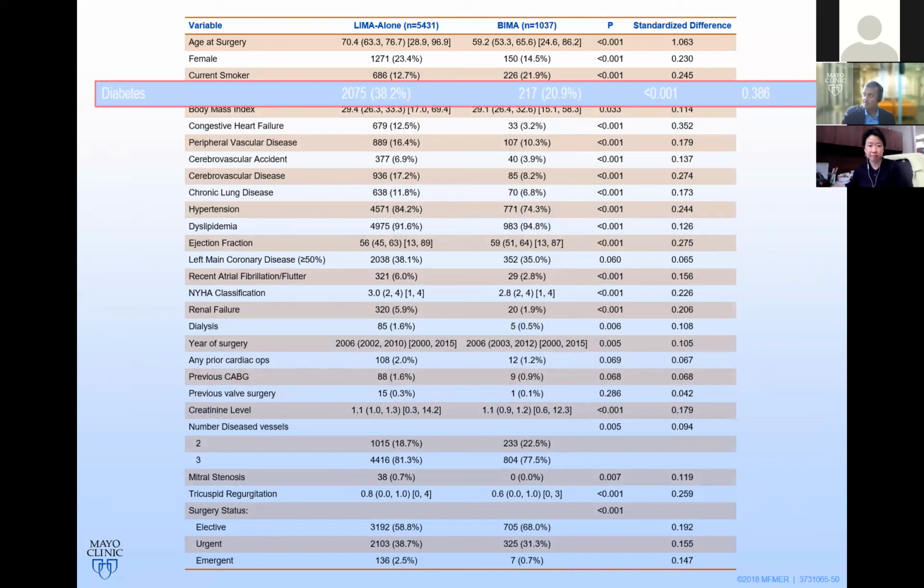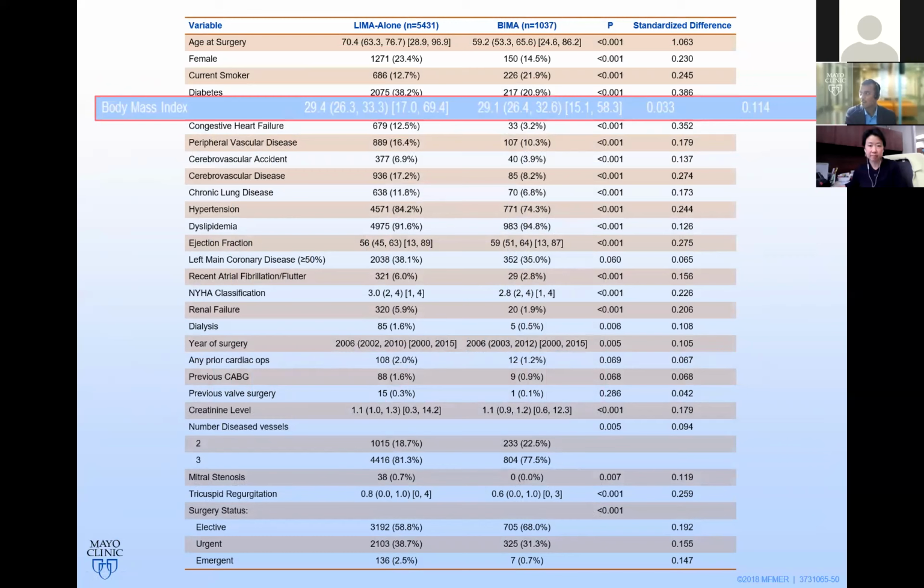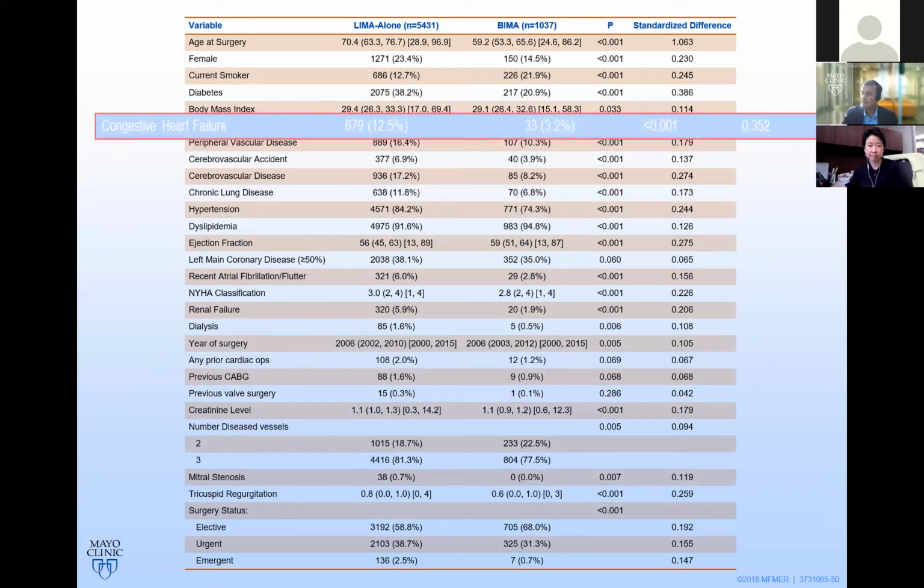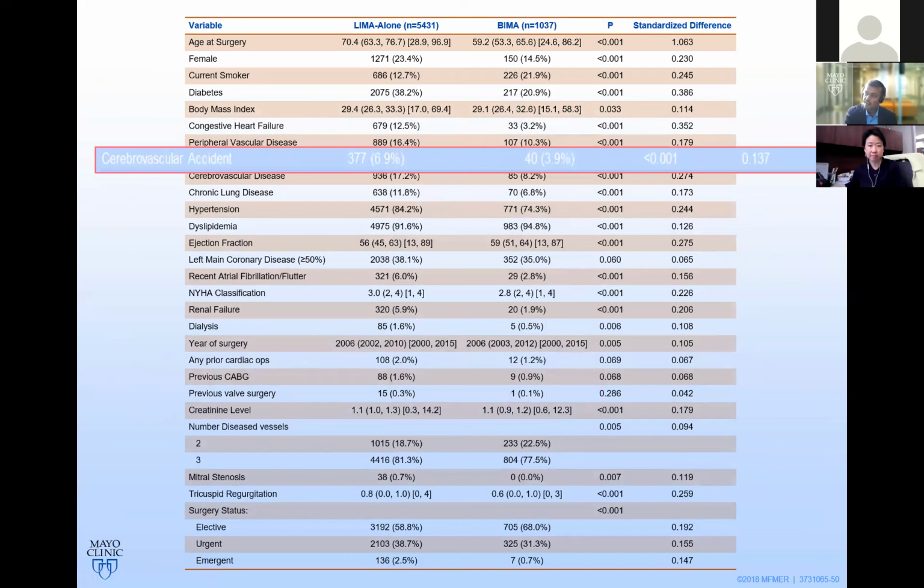In terms of comorbidities, again, the bilateral internal mammary artery group had half the comorbidities compared to the single internal mammary artery group. Similarly with body mass index, and in heart failure, only a third of the patients in the bilateral group were in heart failure compared to the single group. And if you look at stroke, it was similar. So in all, if you look at these two groups, you can say, hey, the bilateral internal mammary artery group has a lower risk profile. So how can we compare these two groups? We cannot, these are apples and oranges.